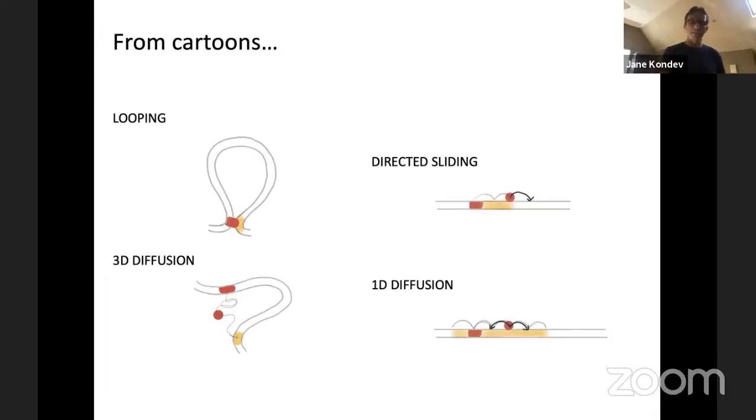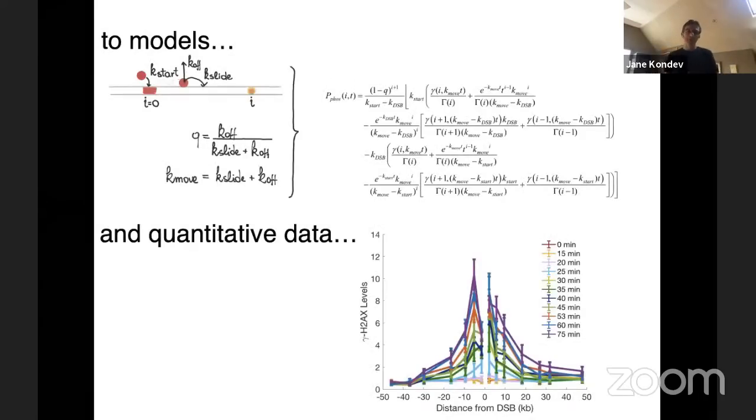And there are other ideas like directed sliding, diffusion of kinases in the nucleoplasm, diffusion of kinases along the DNA chain. We'd like to know if any of these mechanisms are actually responsible for the spreading process. So what do we do? Well, we take these cartoons seriously and we turn them into physics models, or mathematical models if you will. You throw in some rates for the various processes. If it's a sliding model, you have some rate at which the kinase arrives, at which it leaves the break site, and then it has some hopping rate and maybe a falling off rate. And then we know how to do math.